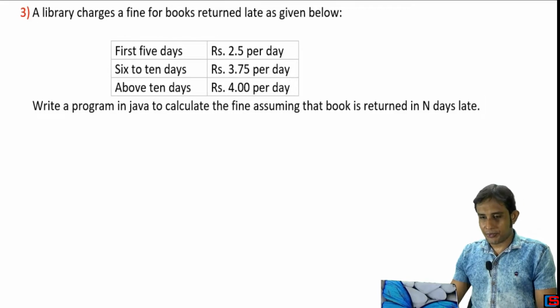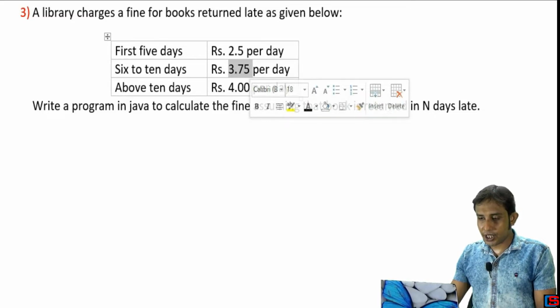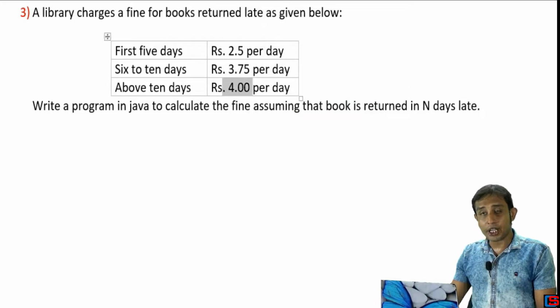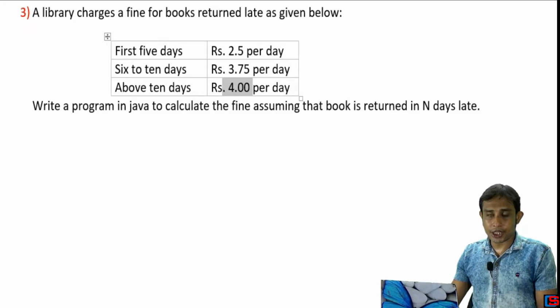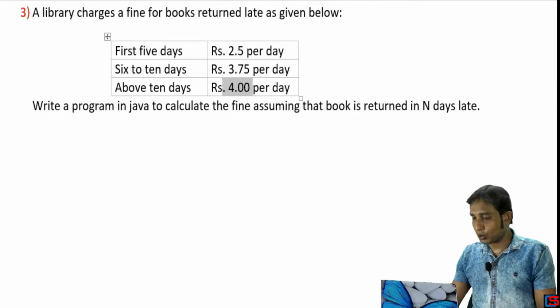Now the third question. A library charges a fine for books returned late as given below. For the first 5 days it is rupees 2.5 per day, for 6 to 10 days it is rupees 3.75 per day, and above 10 days it is rupees 4 per day. Write a program in Java to calculate the fine assuming that the book is returned in n days. So the number of days is being taken as an input, right?